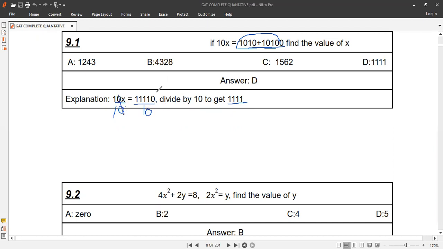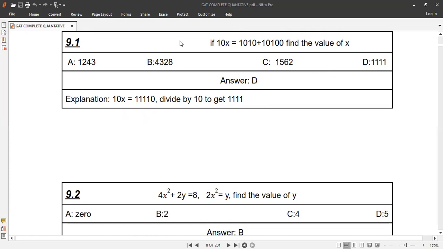Then we remove the 0 only. Then the answer is 1111. So the answer is D. This kind of easy question. Now I will show you a kind of difficult question.